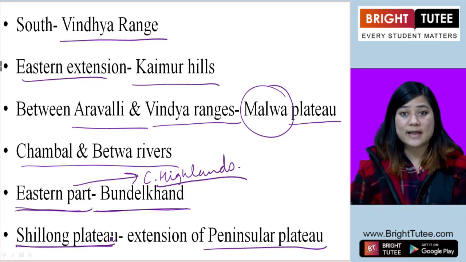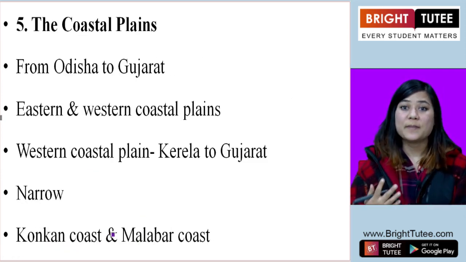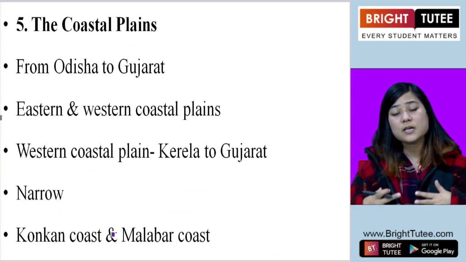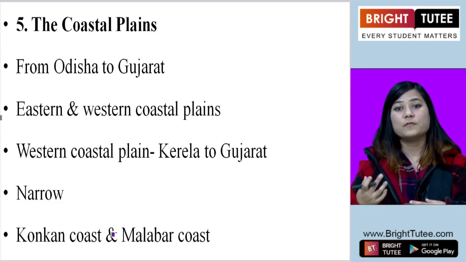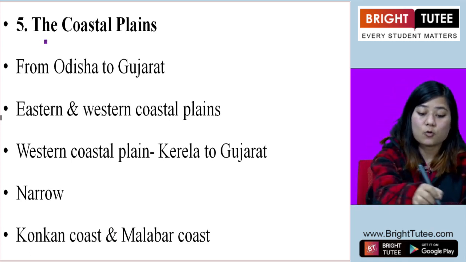Okay, so the Peninsula Plateau or the Central Highlands continues to extend towards the east, towards Shillong, and that extension or that plateau is called Shillong Plateau. So that was the Peninsula Plateau, which forms the southern portion of India. Okay, the next comes the coastal plains.